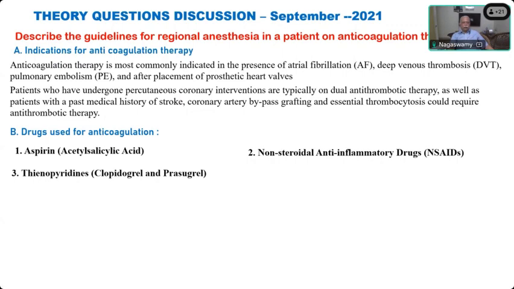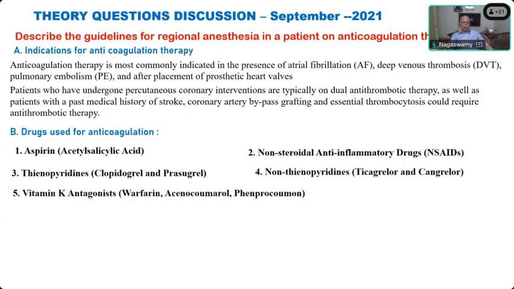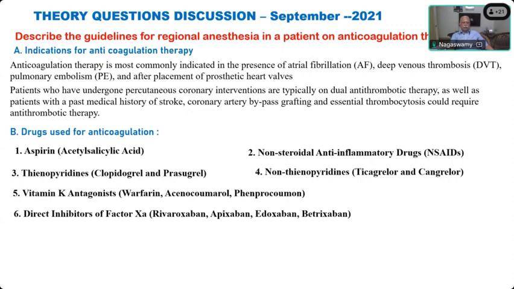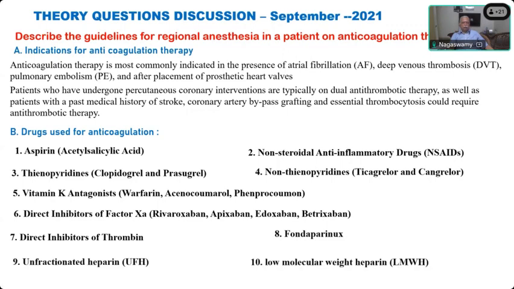Then thienopyridines, clopidogrel and prasugrel, and ticagrelor and cangrelor. These are the chemical and pharmacological divisions. And vitamin K antagonist, warfarin, and then direct inhibitors of factor 10A. All these drugs you can identify because they will have that XA in their name. So all drugs which are inhibitors of factor 10A, that is activated factor 10, will have this XA in their name: apixaban, edoxaban, betrixaban. So remember that by this identification of the XA in the name, even if you forget, you can boldly say it is a factor 10A inhibitor. And direct thrombin inhibitor, dabigatran, and fondaparinux, unfractionated heparin, and low molecular weight heparin.